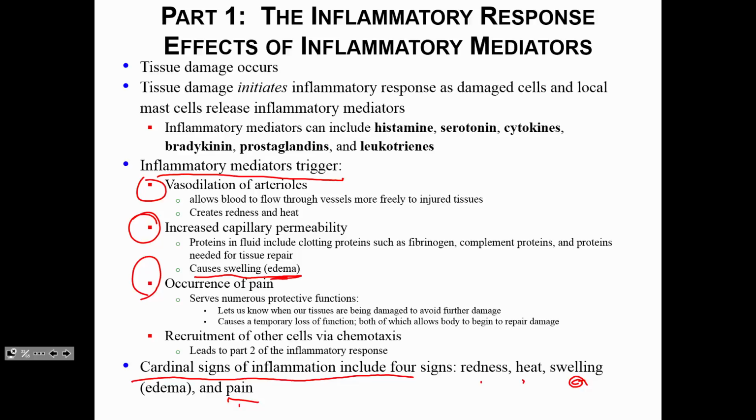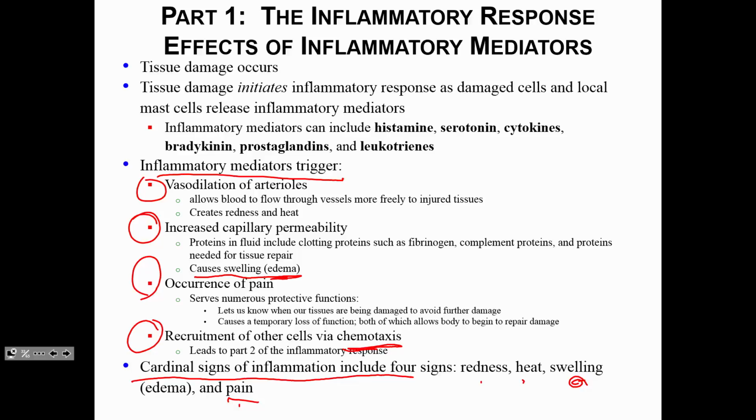take care of it. And then lastly, we're going to recruit other cells via chemotaxis, and this is what leads to the next part of the inflammatory response, part 2. But now let me talk about chemotaxis for just a second. Chemotaxis is like a breadcrumb trail, except it's using chemicals. But it's like a pathway.